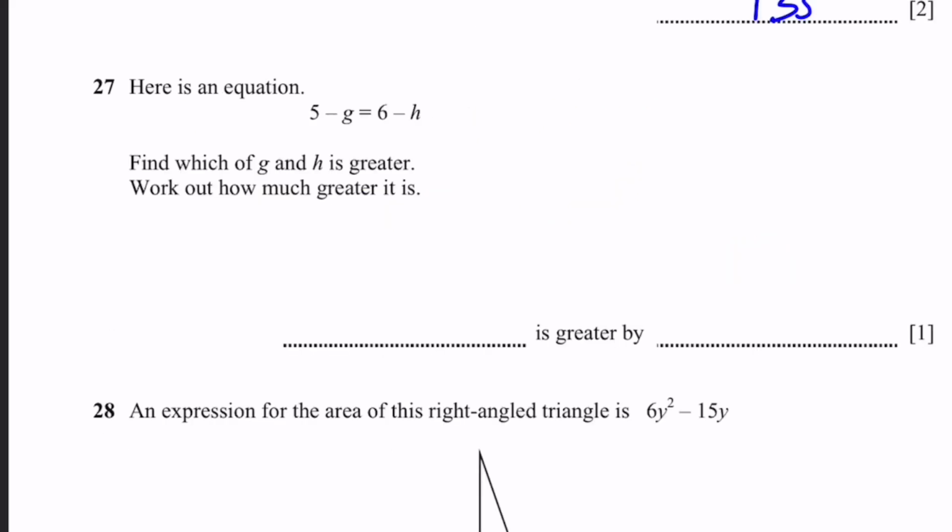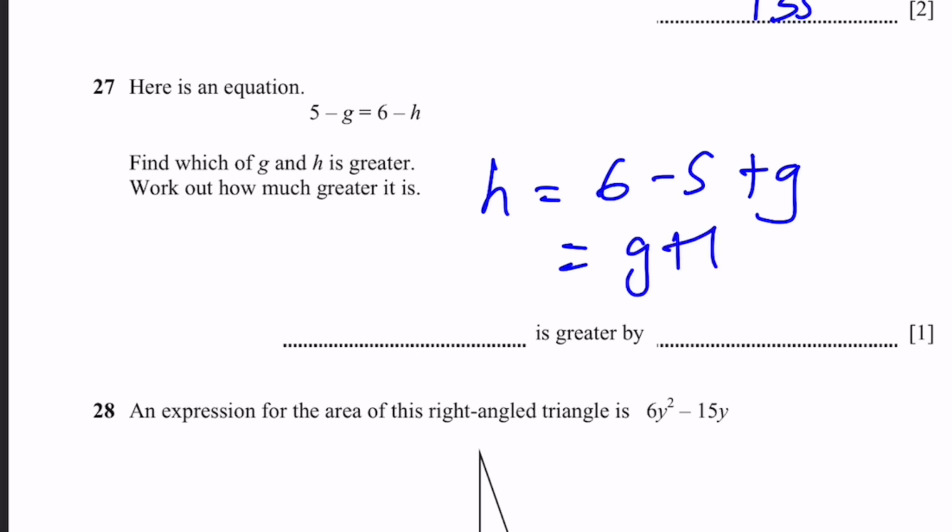Question 27. Here's an equation: 5 minus g is 6 minus h. Find which of g and h is greater, and find out how much greater it is. If we rearrange this, we bring h to the other side and both of these to this side. That means h is equal to 6 minus 5 plus g, which is equal to g plus 1. h is equal to g plus 1. That means h is greater by 1.